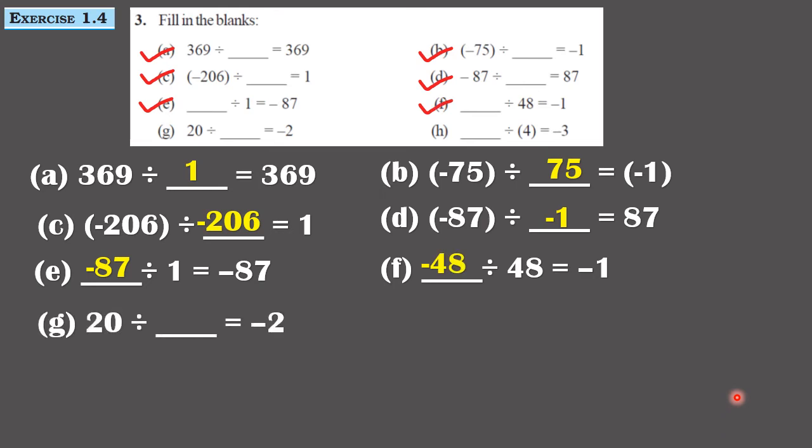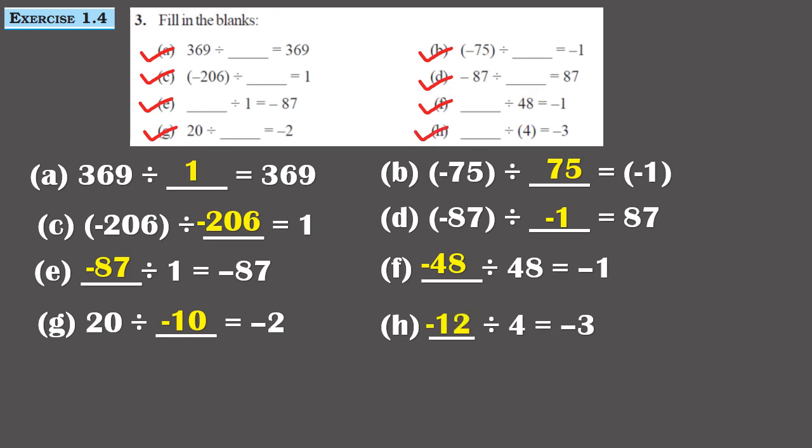Then 20 divided by dash equal to negative 2. So 20 is positive, so this number should be negative. So what we should divide to get to, what is 20 divided by minus 2? 20 divided by minus 2 is minus 10. And the last one, dash divided by 4 equal to negative 3. That means here the number should be negative. What is negative 3 into 4? Negative 12.